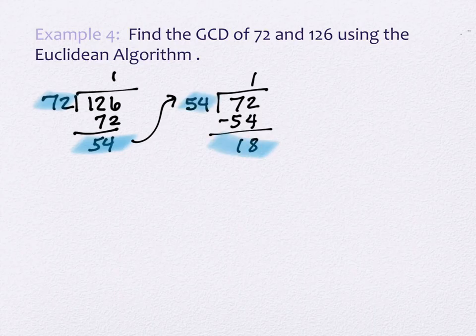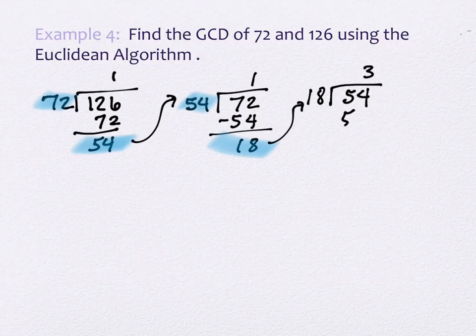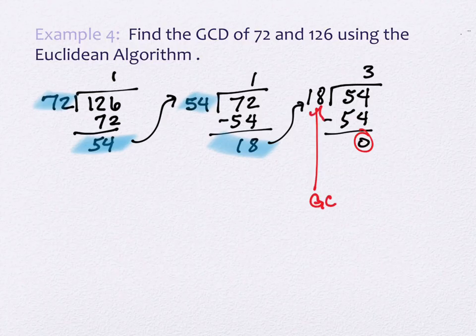We do the same thing again. We take the remainder, we put it on the outside, and we put the divisor underneath. How many 18s are there in 54? It's 3. What's 3 times 18? Remainder of 0, right? The remainder of 0 tells you that we have stopped. It also tells you that the last number that you divided by is your greatest common divisor. So our greatest common divisor is 18, and we're done with the problem.